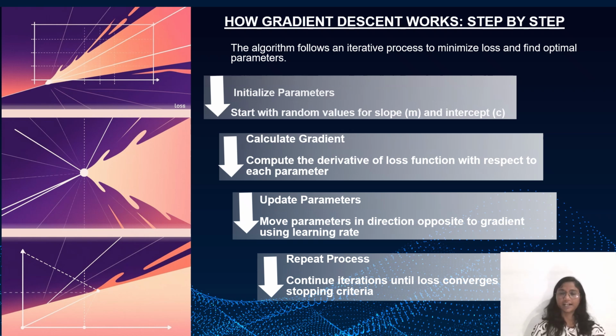Next one is calculate gradient. So here we calculate the derivative of the loss function with respect to the parameters. That is, in the last slide we saw the derivative of J with respect to m and c. Third one is update parameters: move the parameters in the direction opposite to the gradient using the learning rate. So learning rate means alpha. Here we use the alpha.